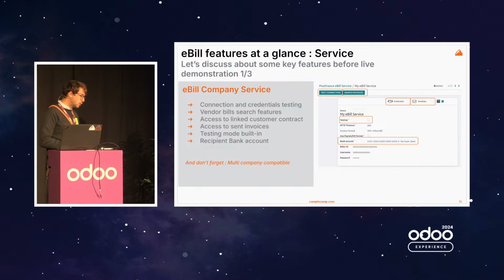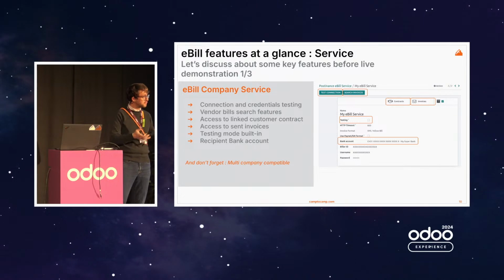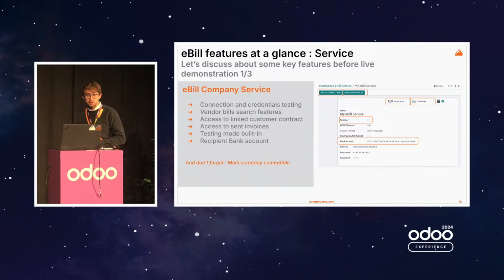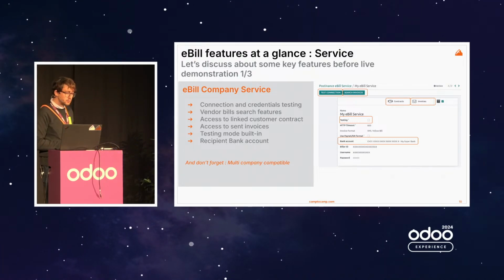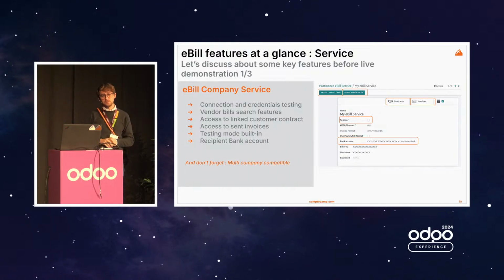If we talk now about some Odoo screenshots to understand how it works directly in the ERP, because that's what we want to see, let's talk about some key features. Let's start with services. So what is the service?